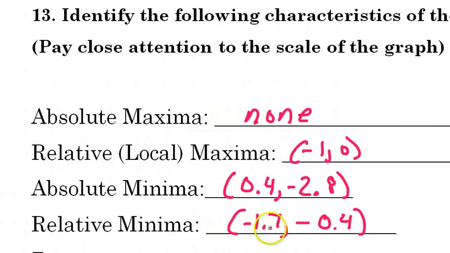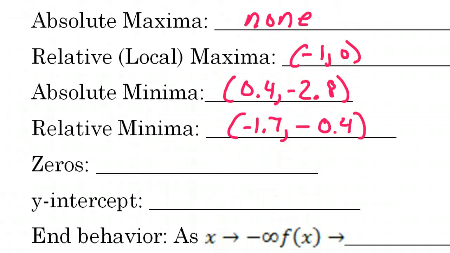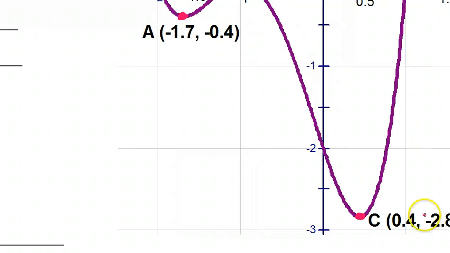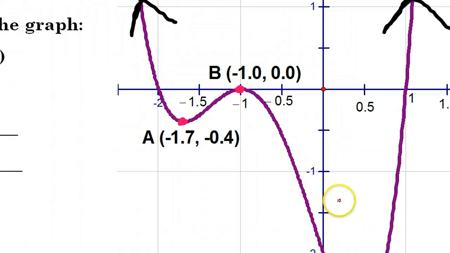Okay, what else we got? Zeros. Alright, zeros are like x-intercepts, except they're only the x values. Okay, so we have a zero here at negative 2, and we have a zero here at negative 1, and we have a zero here at positive 1. So negative 2, negative 1, positive 1.